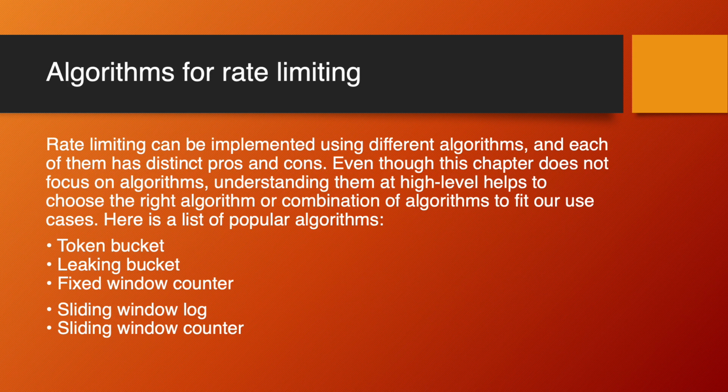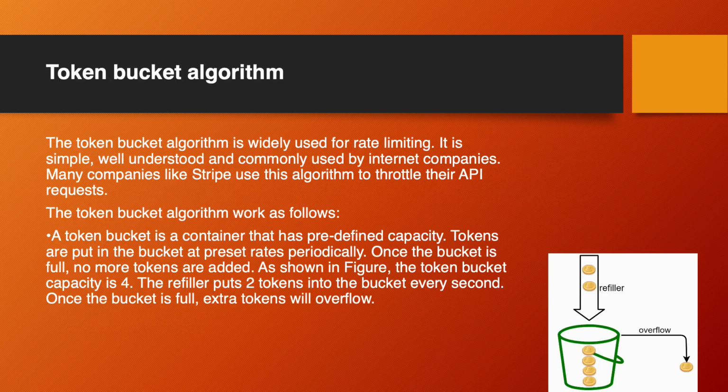So here are a few algorithms for rate limiting: token bucket, leaky bucket, fixed window counter, sliding window log, and sliding window counter. Let's look at all of these one by one. First, the token bucket algorithm. The token bucket algorithm is widely used for rate limiting. It is simple, well understood, and commonly used by internet companies. Many companies like Stripe use this algorithm to throttle their API requests. The token bucket algorithm works as follows.